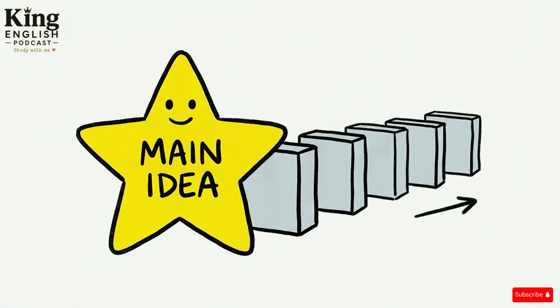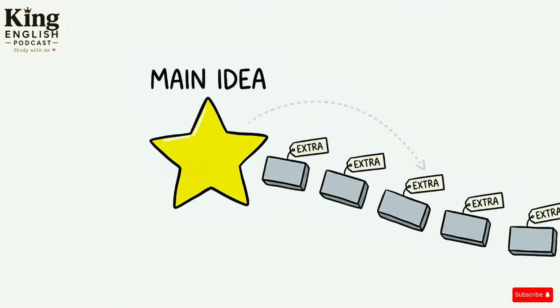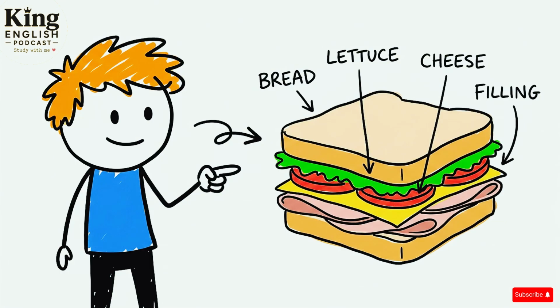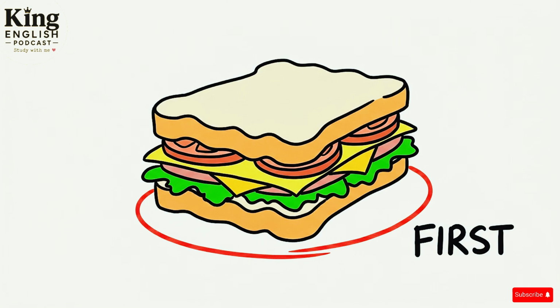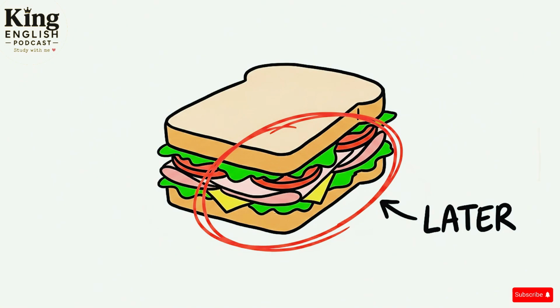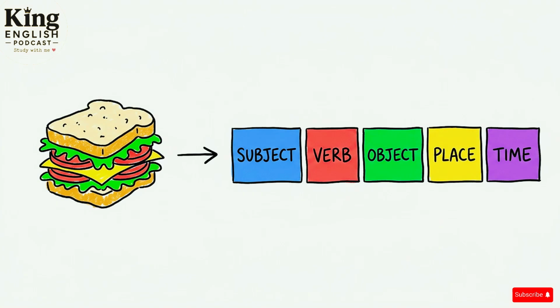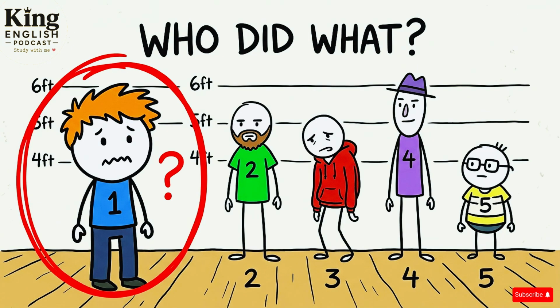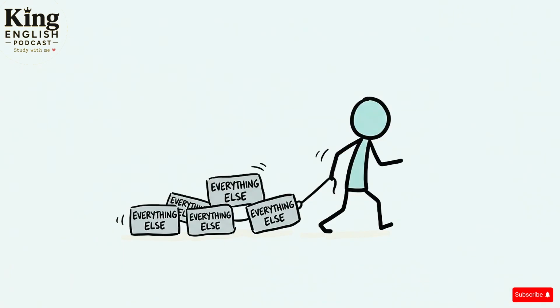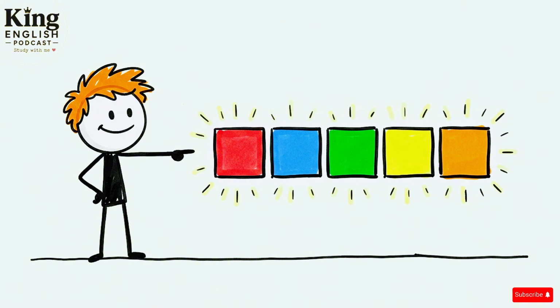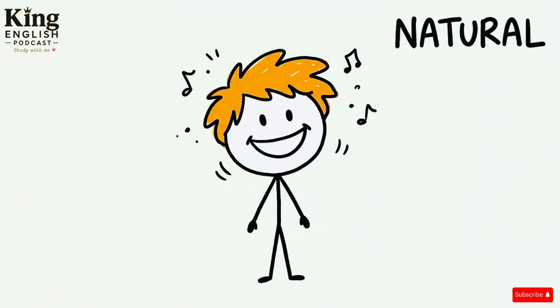People will probably understand you, but it sounds strange. Why? Because English normally puts the main idea first. Then comes the extra information. Think of it like building a sandwich. The bread comes first. The fillings come later. The same idea applies to English sentences. Who did what comes first. Everything else follows. If you remember this order, your English will immediately sound more natural.